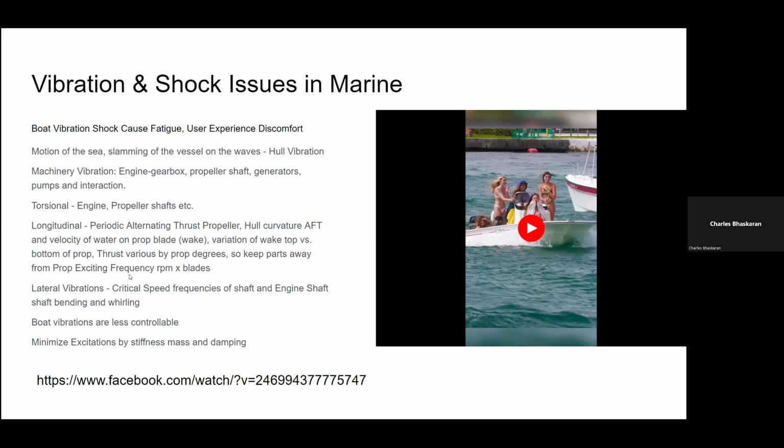Lateral vibration is, if you can imagine, left to right kind of thing. So those critical speed frequencies. Those happen in the engine shaft, bending, whirling, all of those are translated into lateral vibration. So in general, they're very less controllable. You cannot control the water, you cannot control the wind. You can only control it with stiffness, mass, damping, and make sure that the propeller and other rotating components do not have high vibration.